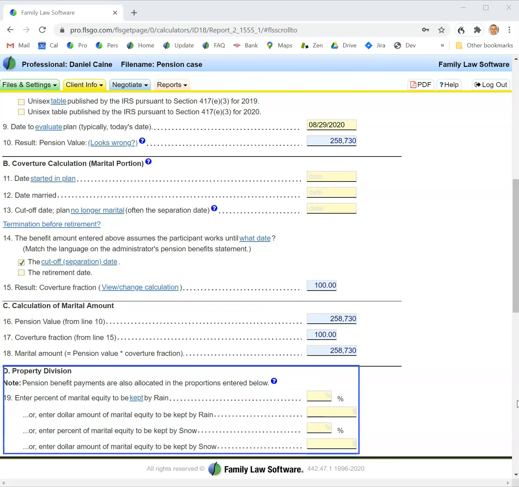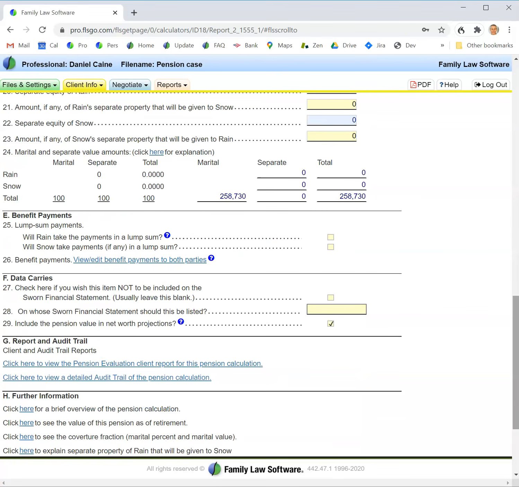Section D, the property division, is just like the property division of any other asset. How much of the marital portion is each party going to keep? The assumption is that the plan participant will always keep his or her separate portion, although you can change that assumption if you wish. The next sections relate to how the benefit will be paid. Almost always the benefits are paid over time and not in a lump sum, but you can specify for purposes of the software's projections that the payments will be paid in a lump sum.